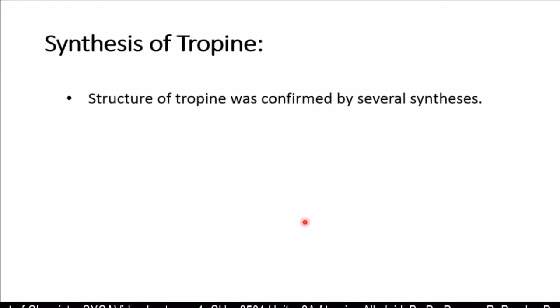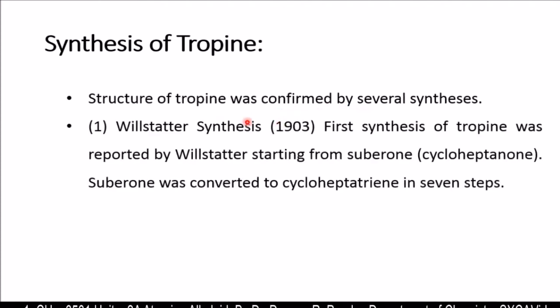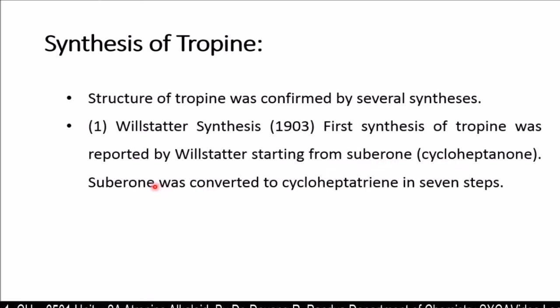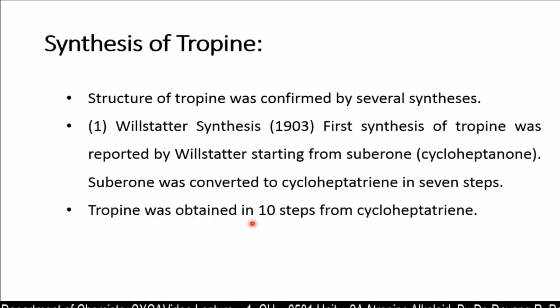Now synthesis of tropine. The structure of tropine was confirmed by several syntheses. The first synthesis is Willstatter's synthesis in 1903. That is the first synthesis of tropine, reported by Willstatter starting from suberone, that is cycloheptanone. Suberone was converted to cycloheptatriene in 7 steps. Tropine was obtained in 10 steps from cycloheptatriene.